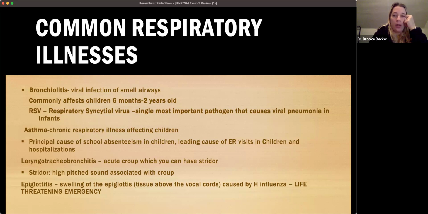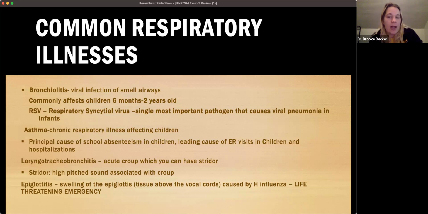Laryngotracheobronchitis or croup, right? That's the other name for it. That's inflammation of the upper airways, like a narrowing. That's where you get that stridor noise from. It's similar to a wheezing sound, but it's more high-pitched and it's upper airway. You won't hear this in the lungs.